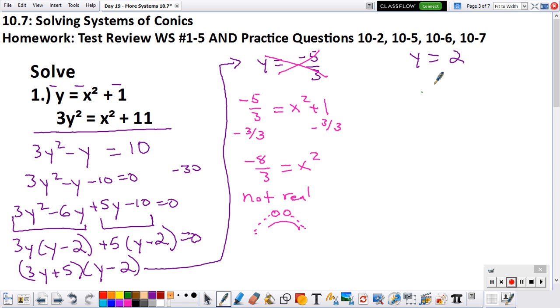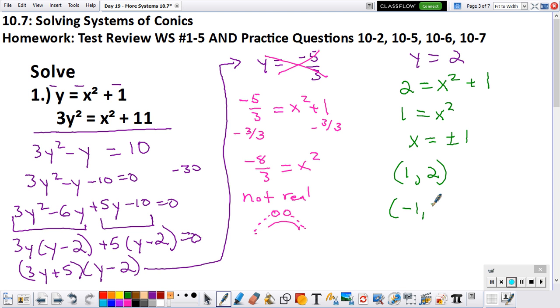So we've got y equals 2, so we're going to say to the first equation, 2 equals x squared plus 1. Ooh, this is nice. Subtract the 1. 1 equals x squared. Then x is going to be plus or minus 1. We get two happy solutions. That's a good problem. I like that problem. If I was writing the test, I would write a problem like that one.